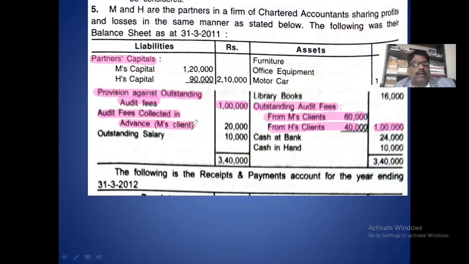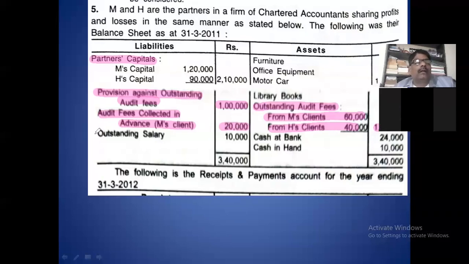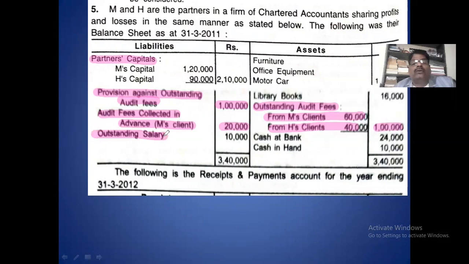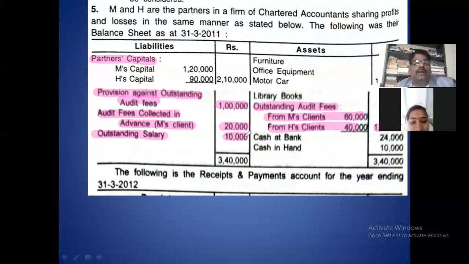And next is audit fee collected in advance. This is the advance collected in the last year. So this is the income of the current year. So you add this amount, 20,000, in the respective partner's fee. Then outstanding salary. It is the last year outstanding, which is not an expense of the current year. So you deduct this outstanding salary from the current year salary paid. This is to be deducted in the income and expenditure account.